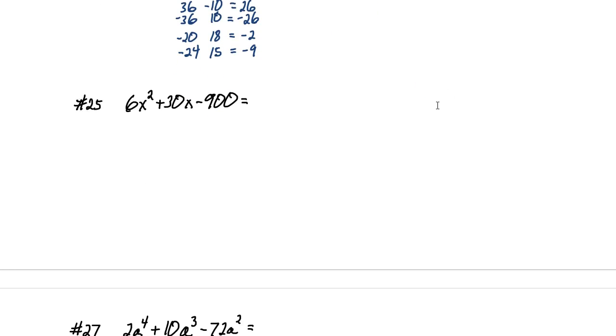Number 25. All of the terms divide by 6, so there's a greatest common factor. Write down the 6 and then complete the trinomial. 6 times x squared is the 6x squared. 6 times positive 5x is the 30x. And 6 times negative 150 is the negative 900.